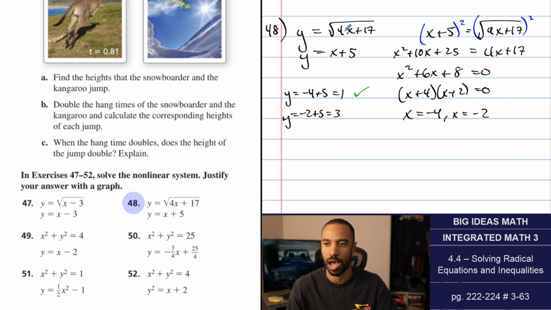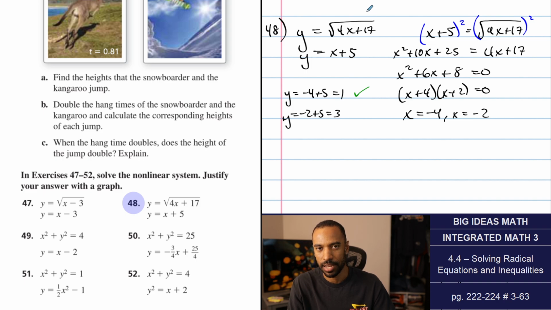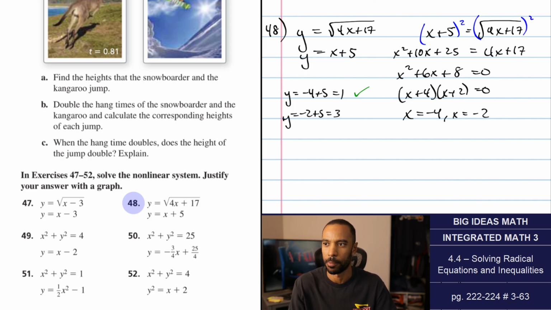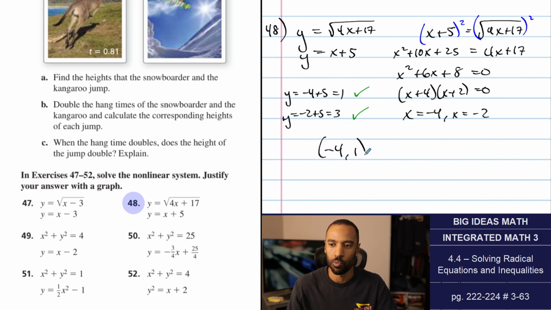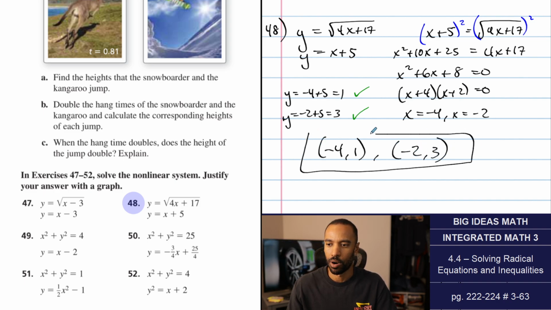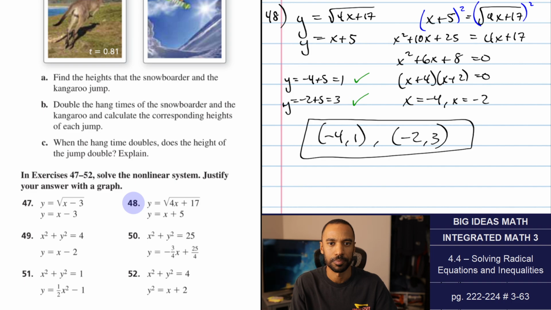Let's see if it works for the top one. That's negative 8 plus 17, which is 9. Square root of 9 is 3, so that one checks out as well. So maybe all of these ones are actually going to be ordered pairs. So when you plug in negative 4, you get 1. When you plug in negative 2, you get 3. These both work. Let's confirm with our graphs.